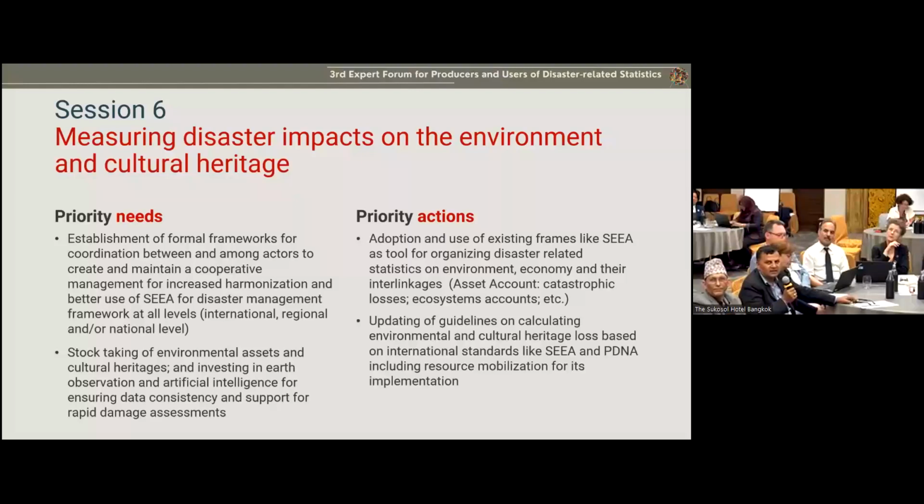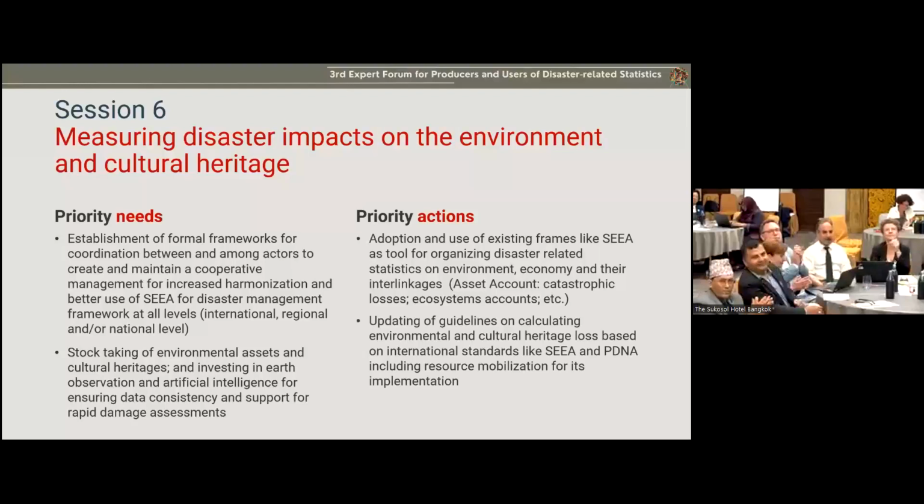For example, on asset accounting, on catastrophic losses, or even in ecosystem accounts, we need to focus on those SEEA principles rather than DRSF. And then second one is, as usual, like other teams, the capacity development, updating of the guidelines, and valuation of the environmental and cultural heritage losses based on the international standards again. Those standards are there in the form of the SEEA and PDNA, but we need more concrete guidelines. That was the discussion on session 6. Thank you very much.